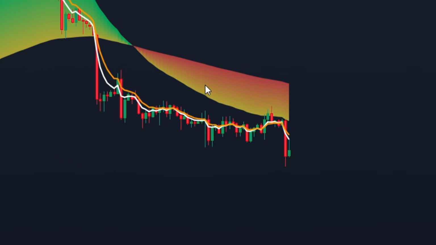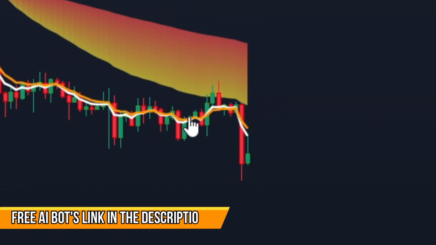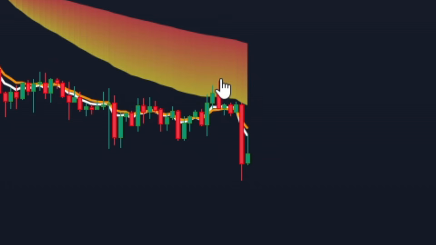We wait. Both the 5 EMA and the 8 EMA should now be trading below the main cloud. Then we wait for the white 5 EMA to cross above the orange 8 EMA. When that happens during a bearish trend, it tells us that price is temporarily moving against the trend. In other words, we're getting a pullback. You can see exactly that happening here as price begins moving higher toward the cloud.